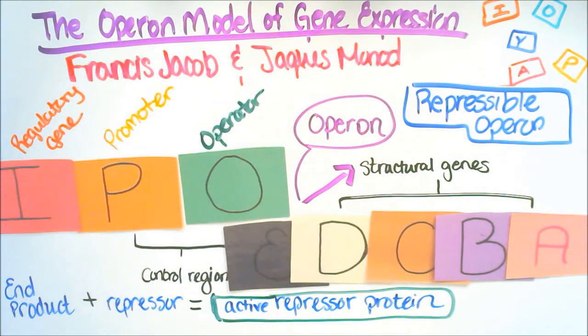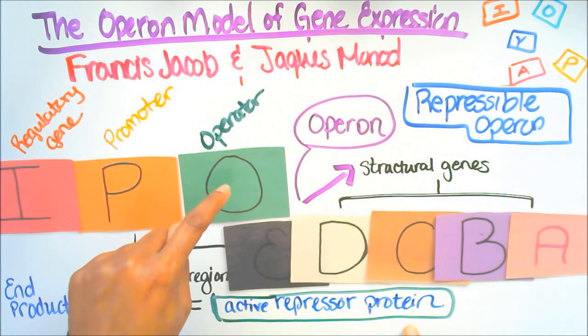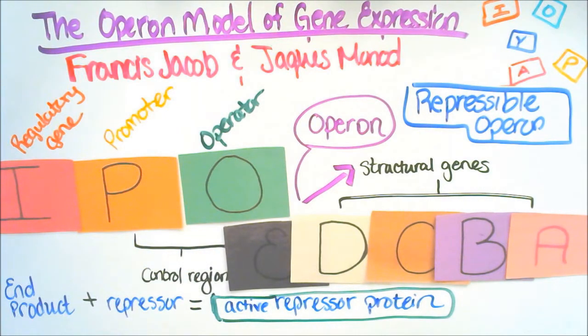So how does this work? So we have our structural genes that are transcribed and translated until they are turned off or repressed. So when there is too much of a product, the product can bind to the repressor. So we have our end product plus the repressor, so they bind, which creates our active repressor protein. Now this active repressor protein then binds to the operator site, not allowing the RNA polymerase to transcribe. So there's no structural genes, no enzymes.